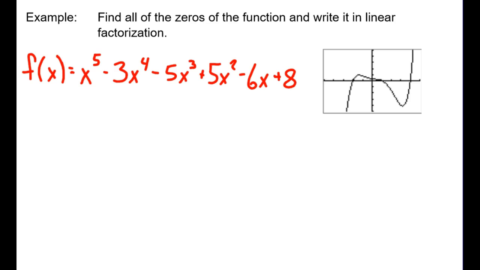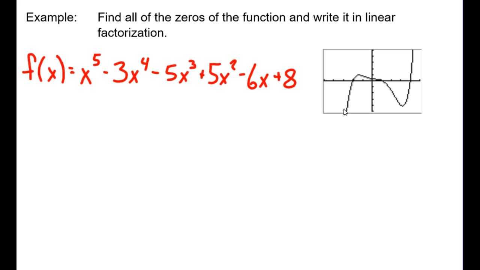In the last example, we want to find all of the zeros of the function and then write it in linear factorization. Linear factorization just means we're writing it in factored form as linear binomials. So we have a graph to the right of the function, f of x equals x to the fifth minus 3x to the fourth minus 5x cubed plus 5x squared minus 6x plus 8.